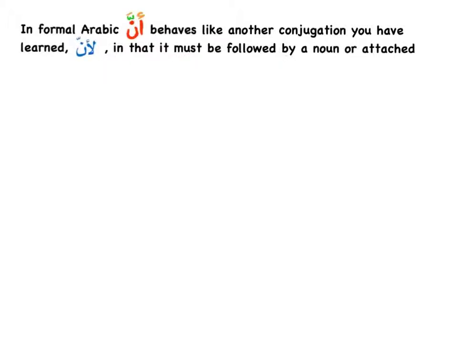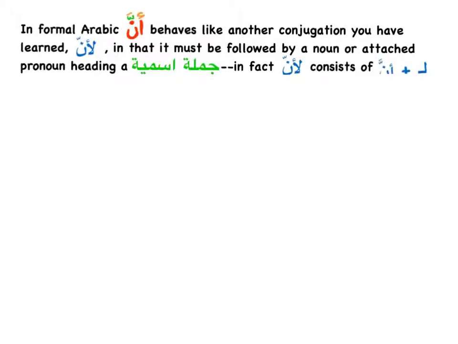In formal Arabic, أن behaves like another conjunction that you have learned, لأن, because. In that, it must be followed by a noun or attached pronoun, heading a جملة اسمية, nominal phrase. In fact, لأن consists of لي plus أن. I'm sure you caught up on that. لي plus أن, لأن, because. So you already know the pronoun suffixes. So again, we said أن must be followed by a noun or attached pronoun.